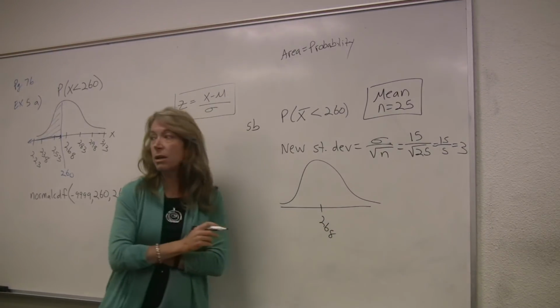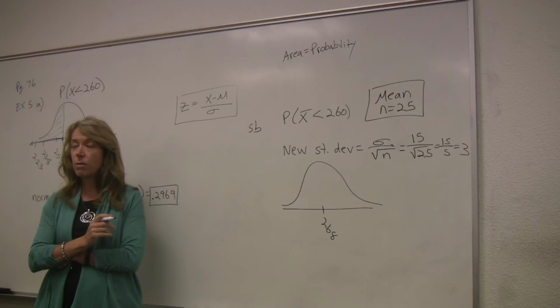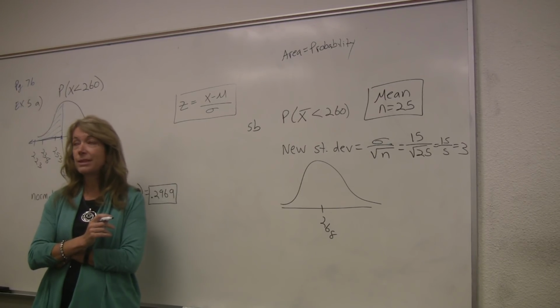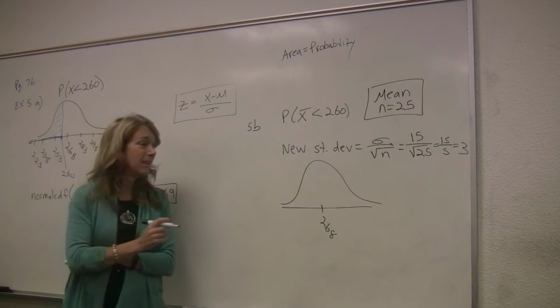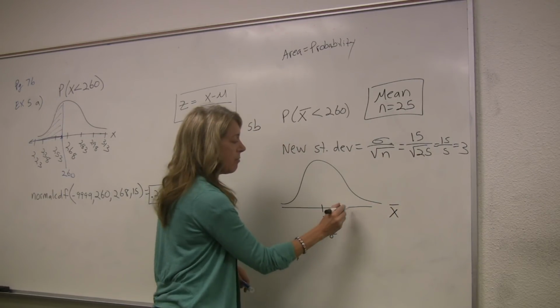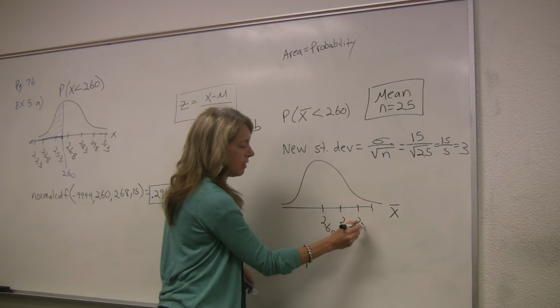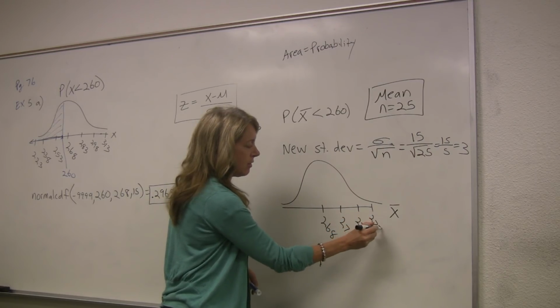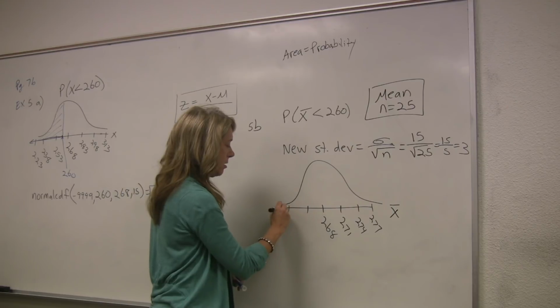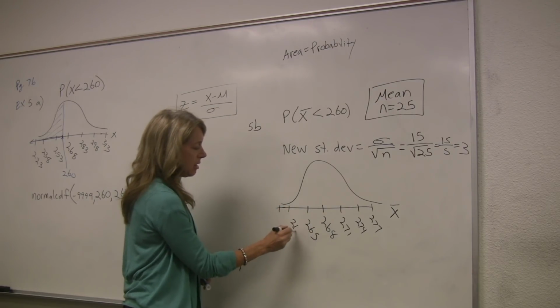268 still goes in the middle. But what am I going to count by now? Count by threes. These are now X bars, the mean. I'm going to count by threes now. I can do that easier. 271, 274, 277. I'm adding and subtracting 3.